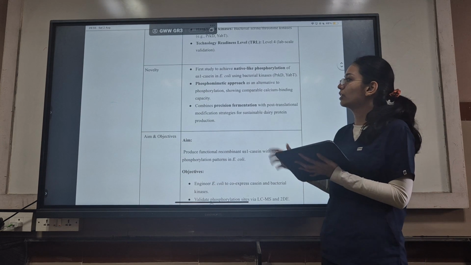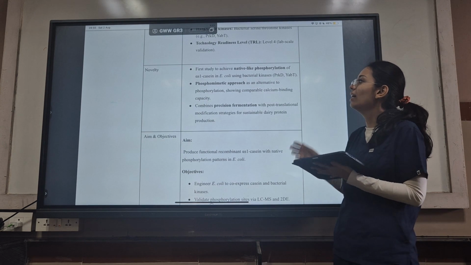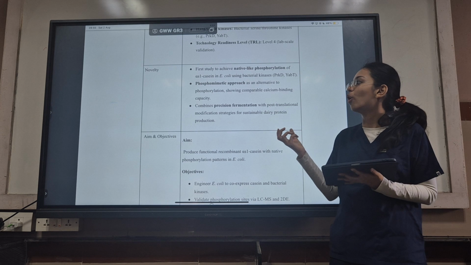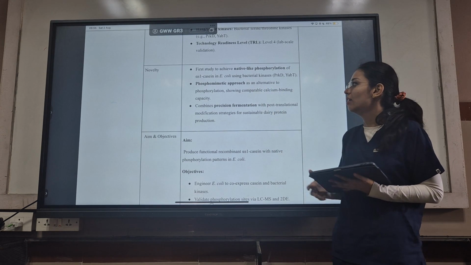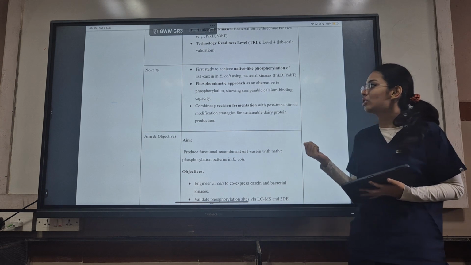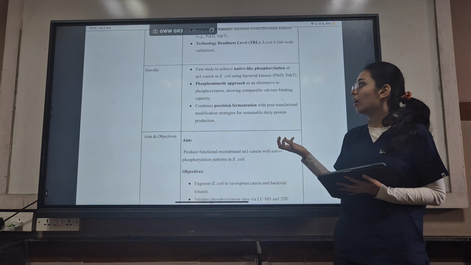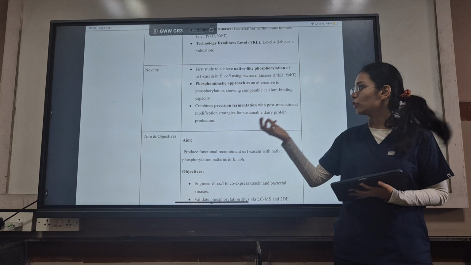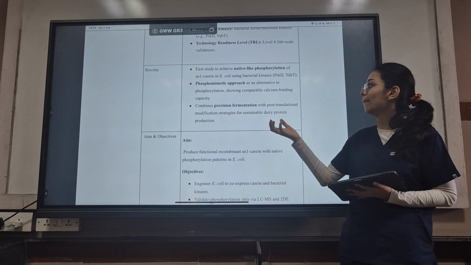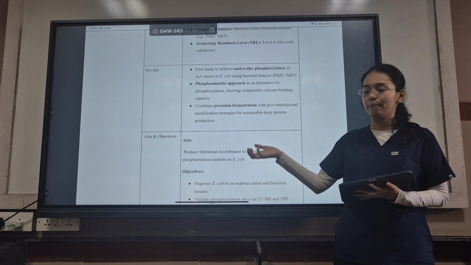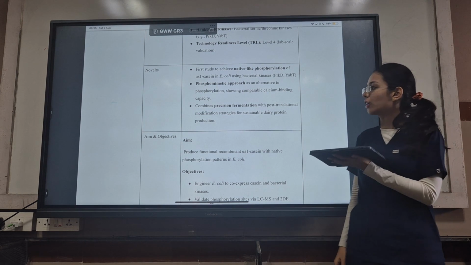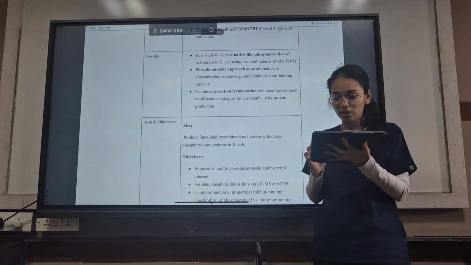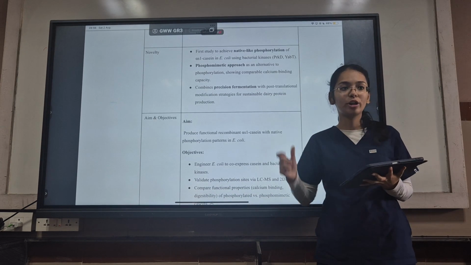So the novelty of the study is that it is the first study to achieve native-like phosphorylation of casein in E. coli using bacterial kinase. It uses a phosphomimetic approach as an alternative to phosphorylation, showing comparable calcium binding capacity. So it combines precision fermentation with post-translational modification strategies for sustainable dairy protein production.